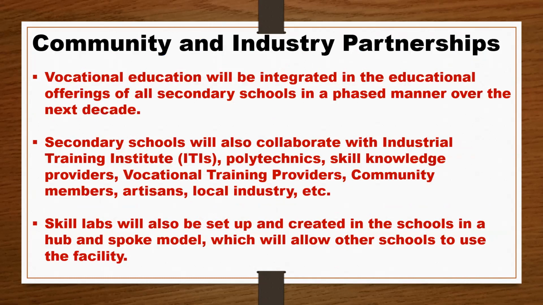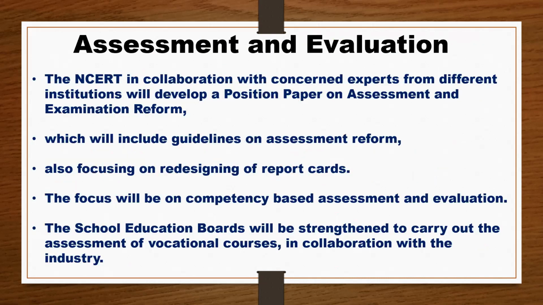Community and industry partnership. This is an important point. Vocational education will be integrated in the educational offerings of all secondary schools in a phased manner over the next decade. Secondary schools will also collaborate with industrial training institutes, polytechnics, skill knowledge providers, vocational training providers, community members, artisans, and local industries. Skill labs will also be set up in the schools in a hub and spoke model, which will allow other schools to use the facility. So there will be a community and industry partnership also.